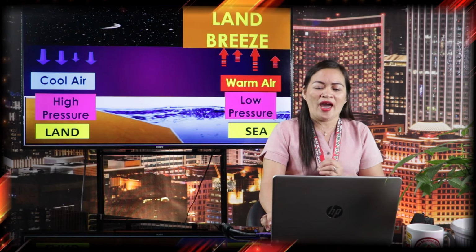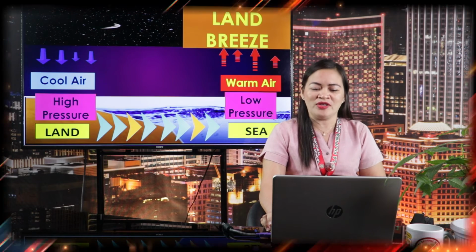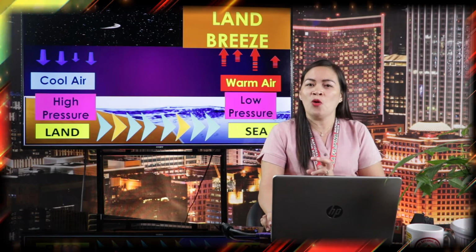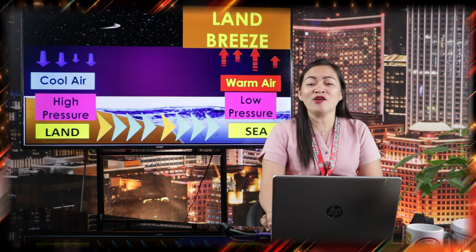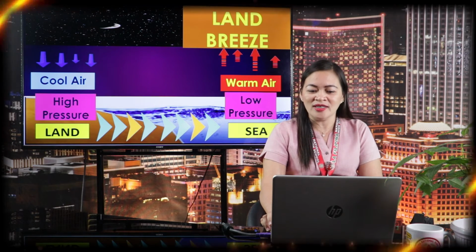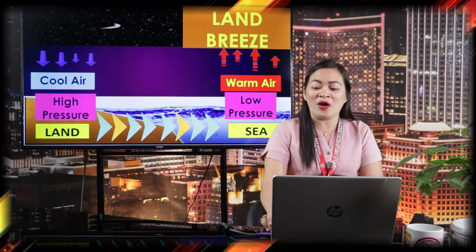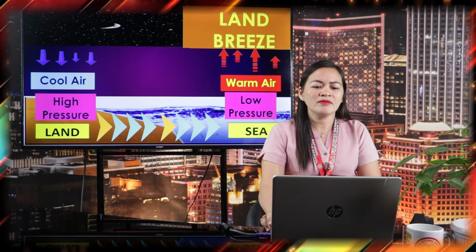So cool air from the land replaces the warm air of the sea. The movement is always from high pressure to low pressure. And in land breeze, the movement of the wind is from land to sea. Since we name the wind based on where it comes from, it's called land breeze.